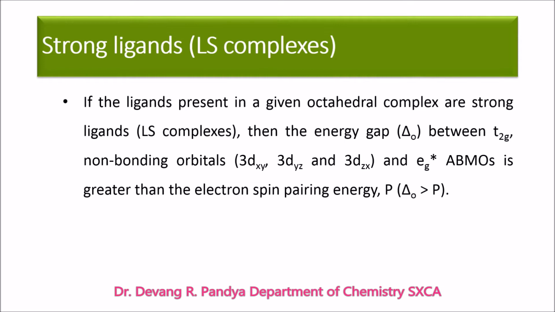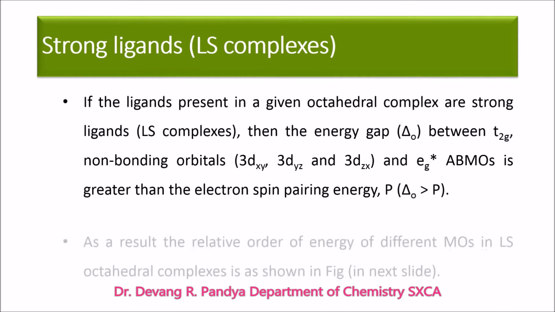Electron spin pairing energy means that when overlapping takes place and two electrons occupy the same orbital, their spins turn in opposite directions, and the energy generated at that time is called spin pairing energy. And if this spin pairing energy is lower than the splitting energy, delta O, then we can say that the ligand is more strong and it can split the orbitals more effectively, and as a result, a low spin complex is going to be formed.